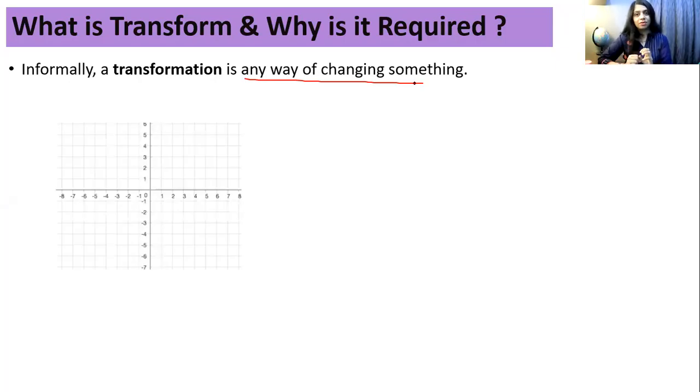Suppose this is a graph in which this is the x-axis and this is the y-axis. Now suppose we want to plot (2, 3) on the graph paper. That means the value of x is equal to 2 and y is equal to 3. So it is very easy to plot it on the graph paper. We will take x equal to 2, y equal to 3 and plot this point here, that is point A.